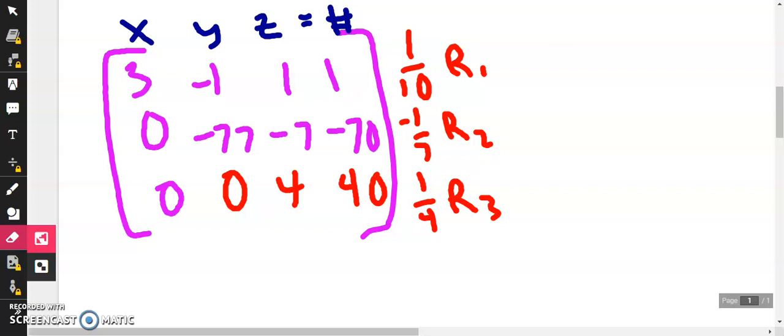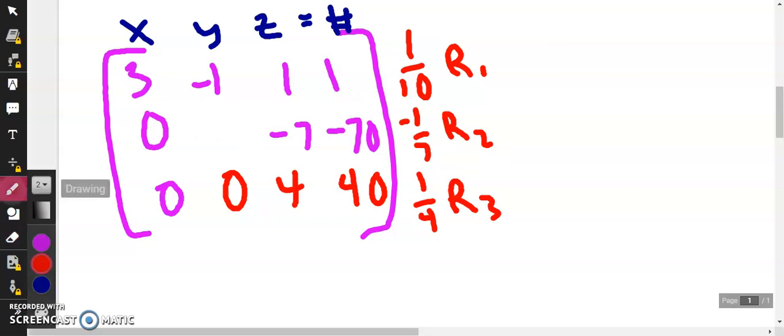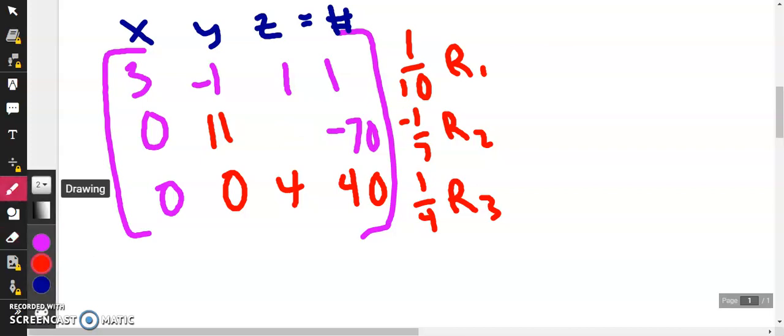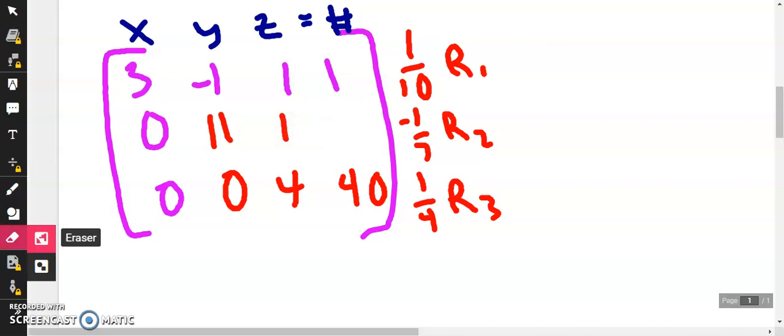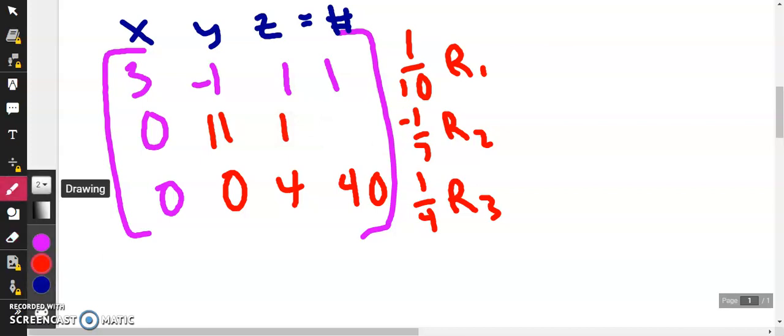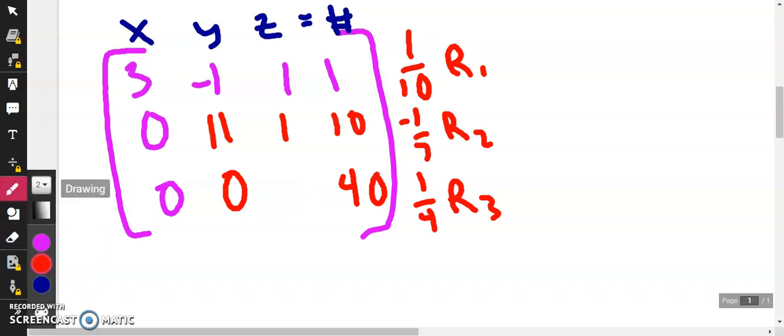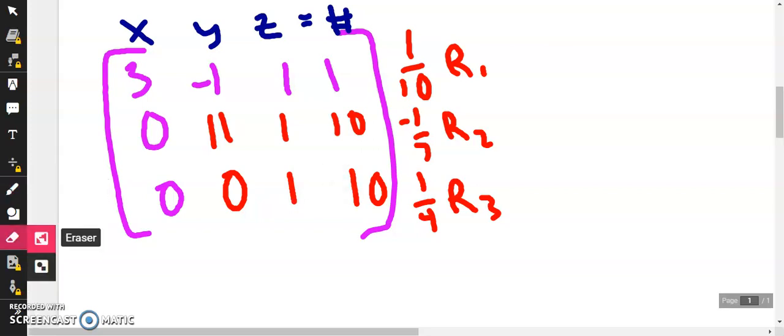Same thing here. So when I divide negative 77, it just becomes 11. When I divide this one, it just becomes a 1. And then negative 70 divided by negative 7 will just be a 10. And then finally, 4 divided by 4 is 1. And then 40 divided by 4 is 10.